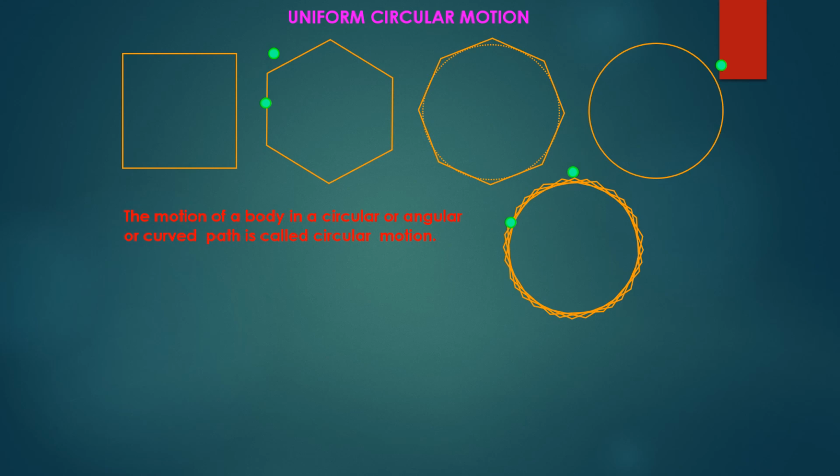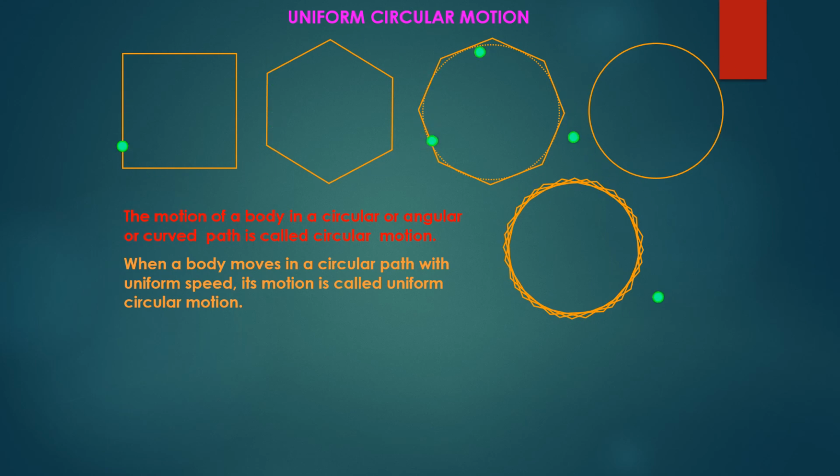Motion of a body in a circular or angular path or curved path is called circular motion. When a body moves in a circular path with a uniform speed, the motion is called uniform circular motion. The velocity changes at each and every instance. Hence, the body experiences acceleration. Velocity of a body in circular path is 2 pi r by t.